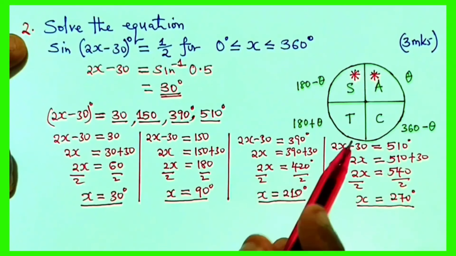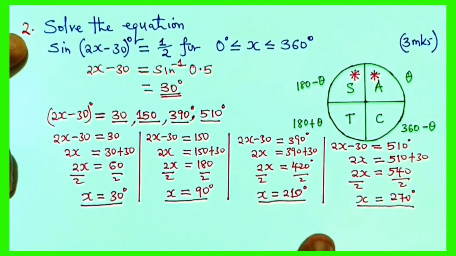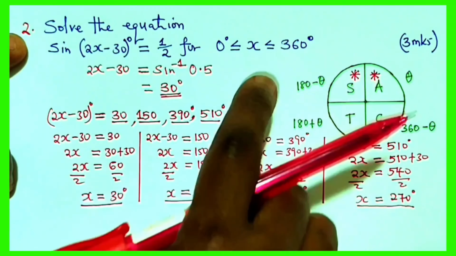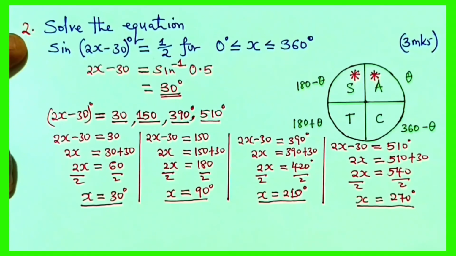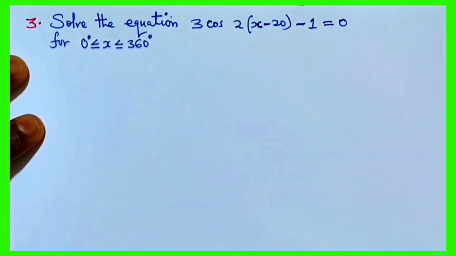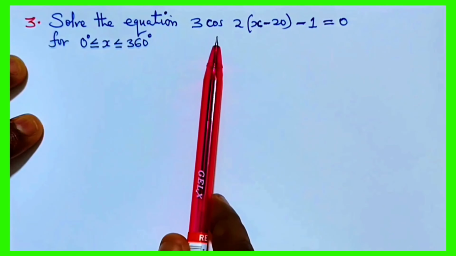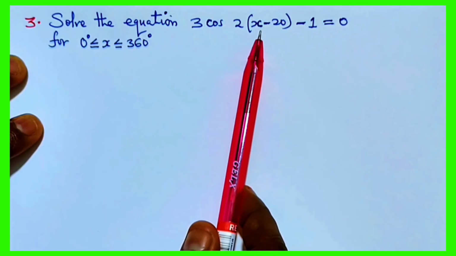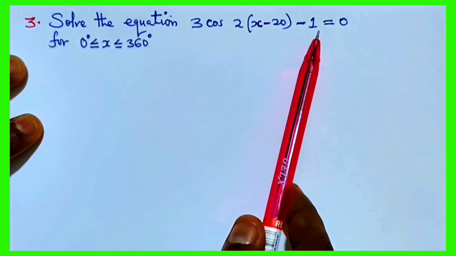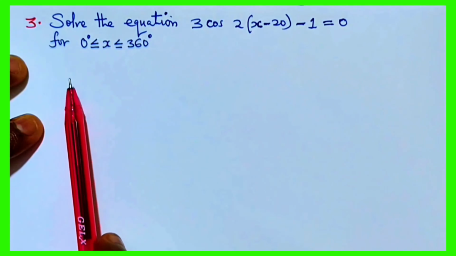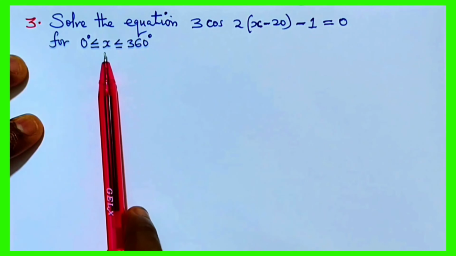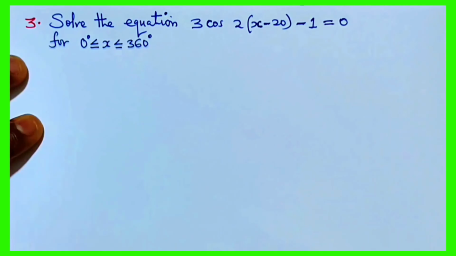So if we make another revolution, we are going to get values of x that will be more than 360 degrees. Question 3. Solve the equation 3 cos 2 into bracket x minus 20 minus 1 to be equal to 0 for 0 degrees is less than or equal to x less than or equal to 360 degrees.